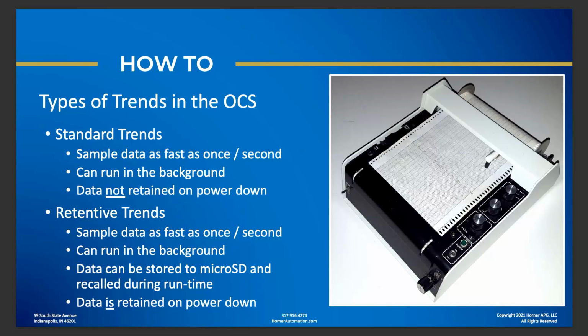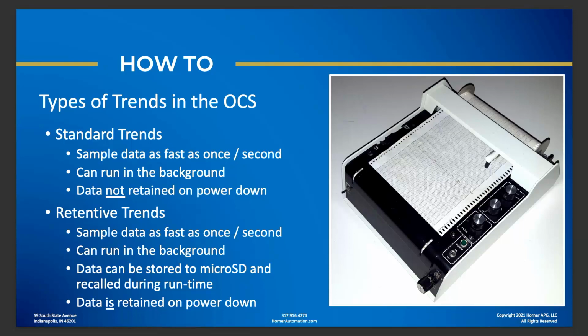Now, standard trends cannot retain data on power down. So that's a standard trend. They can work in the background. You can sample data as fast as once per second. However, when you power down, all your data is lost. So on power up, a trend starts from scratch. That's a standard trend.